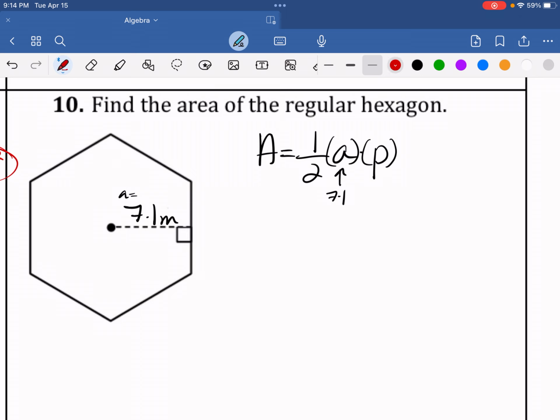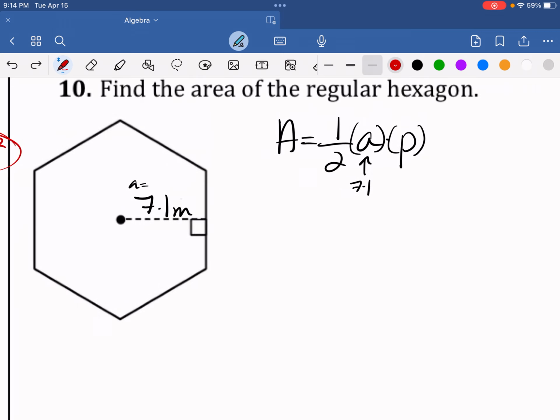Now we need the perimeter. Perimeter is when you add this one, plus this one, plus this one, plus this one, plus this one, and this one. Perimeter is when you add them all up. It's basically the circumference, what circumference is for a circle, but these aren't round, so it's called perimeter. Okay, so for that, we're going to make a right triangle.